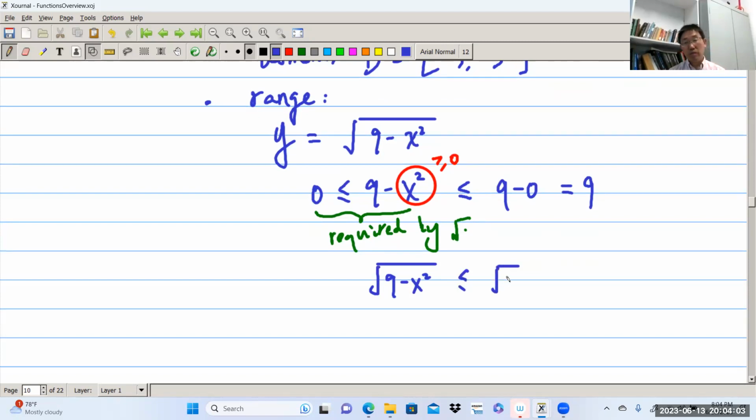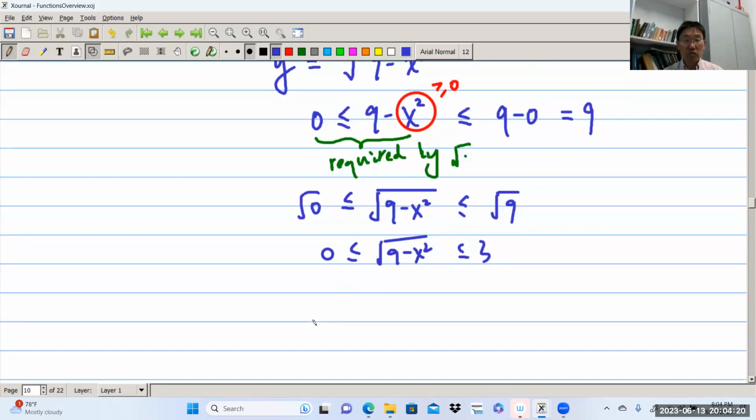So it's between the square root of 9 and the square root of what? And 0, right? So the square root of 9 minus x squared is less than or equal to 3, greater than or equal to 0. You take the square root of the range from 0 to 9, then you get 0 to 3 now.